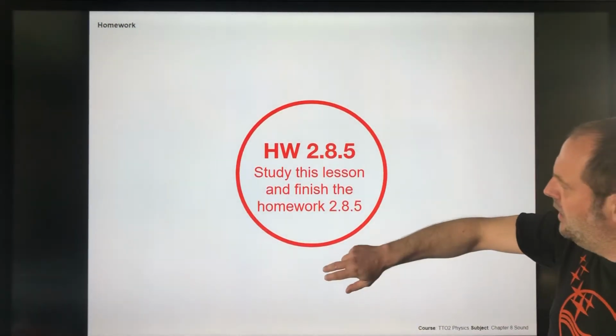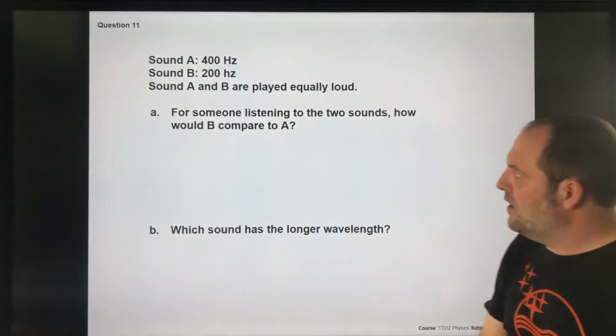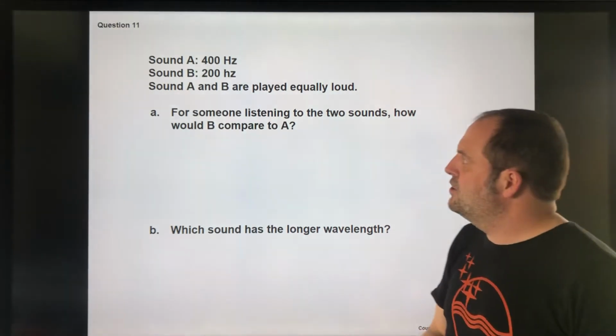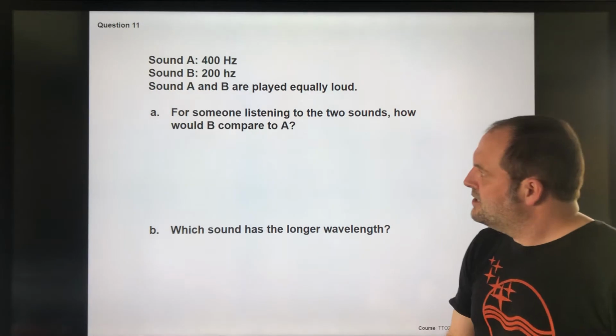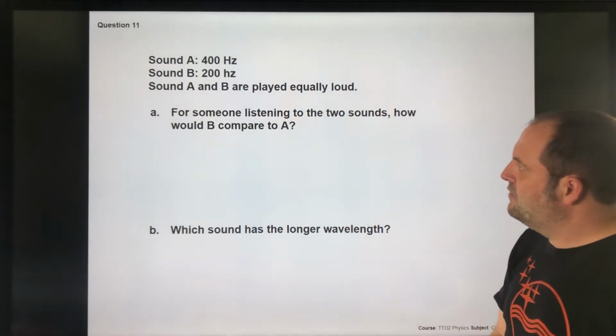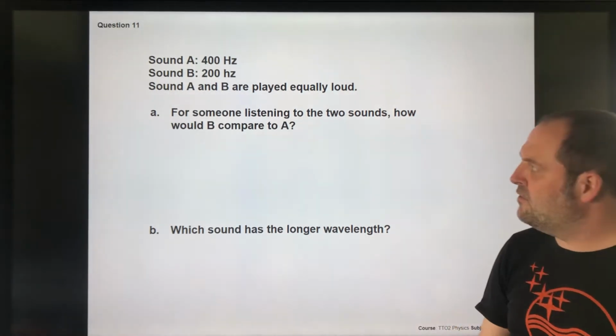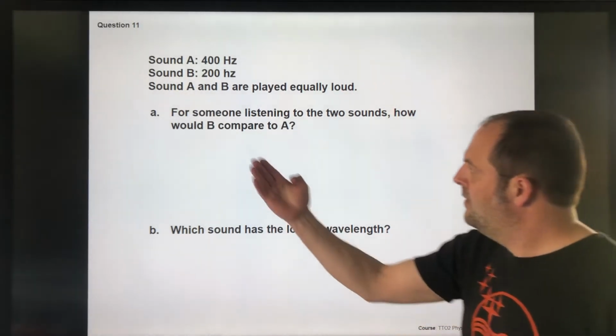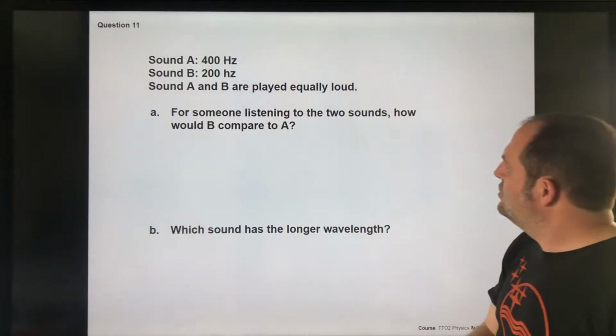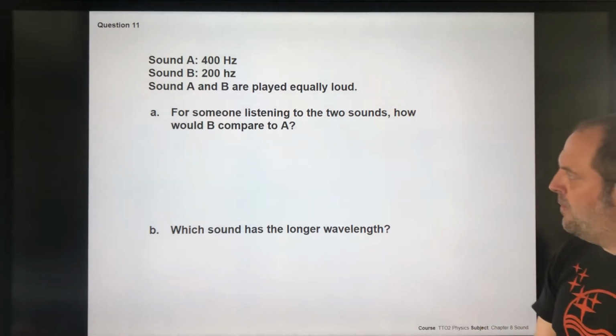Okay, homework from lesson number 5, one of those questions was this one. Question number 11. Sound A has a frequency of 400 Hz, sound B 200 Hz. Sound A and B are played equally loud, so that's important. So the amplitude is the same, the volume. For someone listening to the two sounds, how would B compare to A?